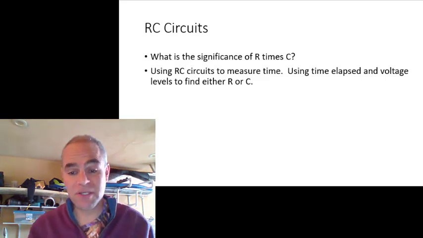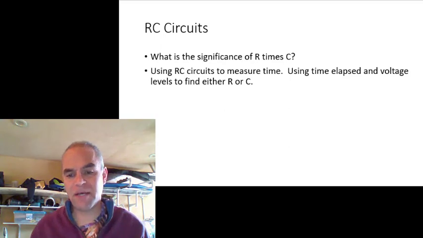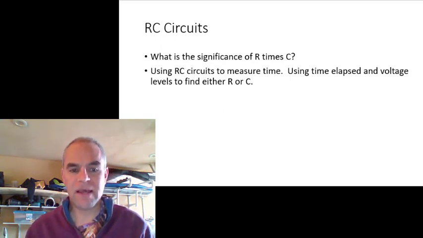We worked with RC circuits. What is R times C? Well, it's the time constant of the RC circuit. The bigger that number, the longer it takes charge to discharge out of the capacitor through the resistor. And we did a lab on that. It's worth noting that there will certainly be a question on RC circuits.